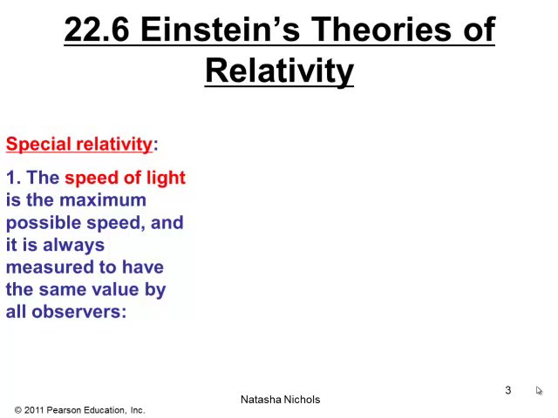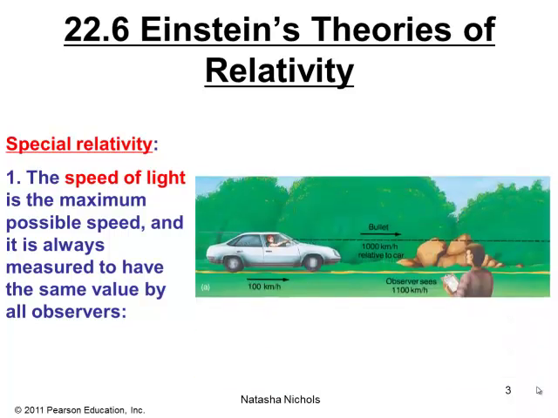For example, within special relativity, it's very important to understand that the speed of light is what we call the speed limit of the universe. It is the maximum possible speed. And what's very interesting about that, and Einstein was the first to figure it out, is that it is always measured to have the same value for all observers. So what do I mean by that?